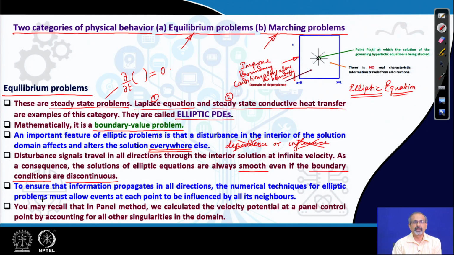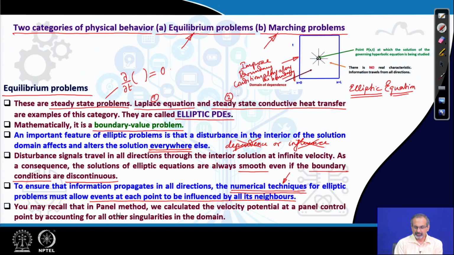Again, to ensure that information propagates in all directions, the numerical techniques that we devise for elliptic partial differential equations must allow events at each point to be influenced by all its neighbors. Therefore, the interpretation in the numerical techniques should be consistent. You have a physical behavior of the partial differential equation, which has to be correctly reflected in the numerics.